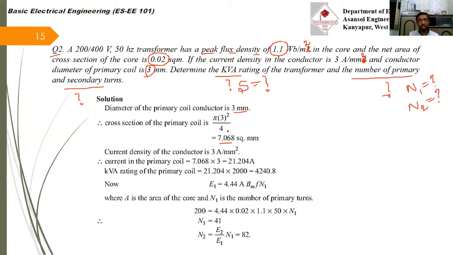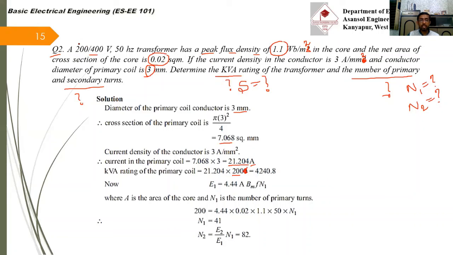So what is the current in the primary coil? Multiplication of 7.068 and 3. So all total it will give you the current in the primary coil as 21.204 ampere. Okay, so this value you already calculated. Now what is the kVA rating? Do you know the voltage rating? It is known. So if you calculate, this is actually 200. Okay, so the primary voltage is 200 and the secondary voltage is 400.